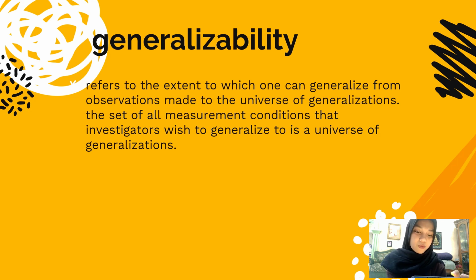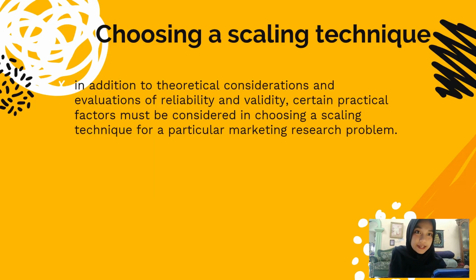And the next slide is generalizability. It refers to the extent to which one can generalize from the observations made to the universe of generalization, the set of all measurement conditions that the investigator wishes to generalize to. The next slide is choosing a scaling technique. In addition to the theoretical consideration and evaluation of reliability and validity, certain practical factors must be considered in choosing a scaling technique for a particular marketing research problem.